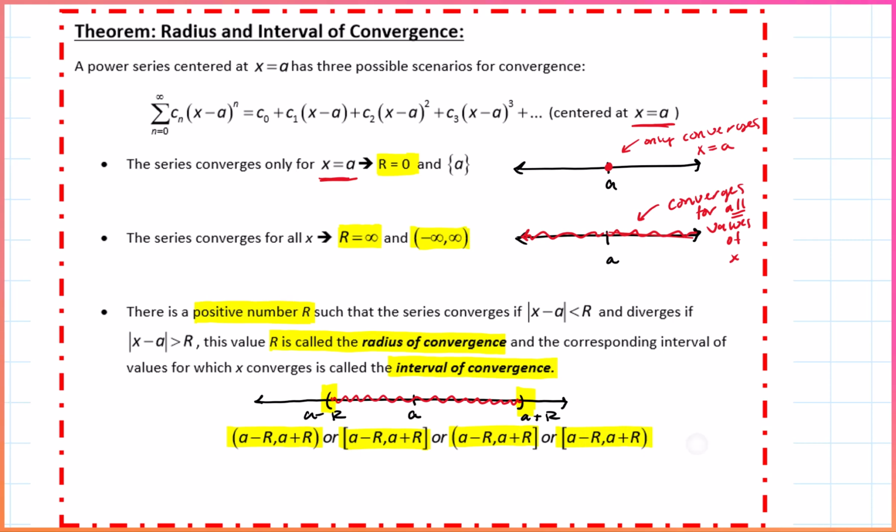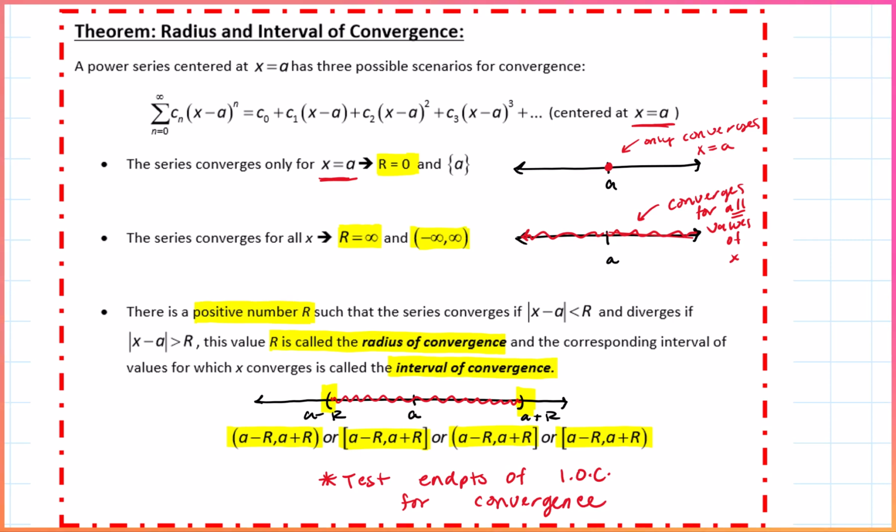So in this scenario, we actually have to test the endpoints of what we call the interval of convergence. I'll abbreviate IOC for interval of convergence. So when we're testing a radius of convergence that is finite, we will also be testing the endpoints to see if we have convergence at those endpoints.